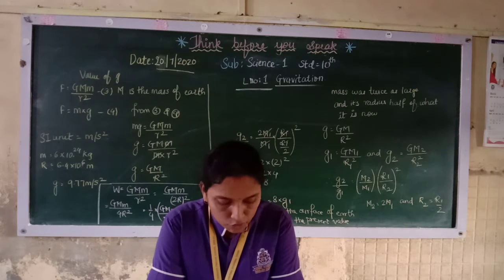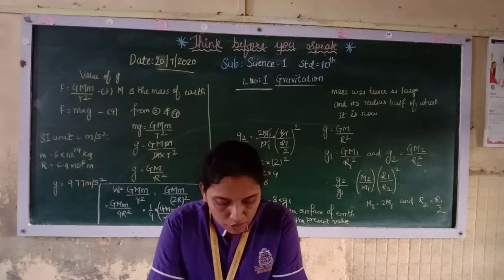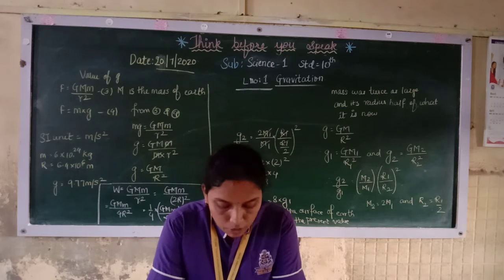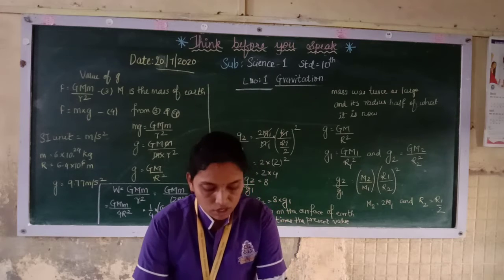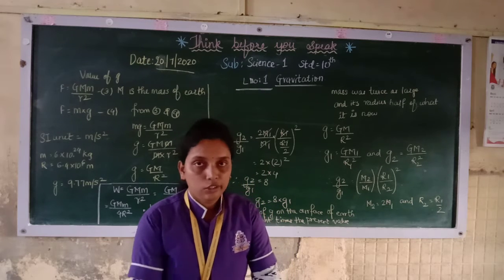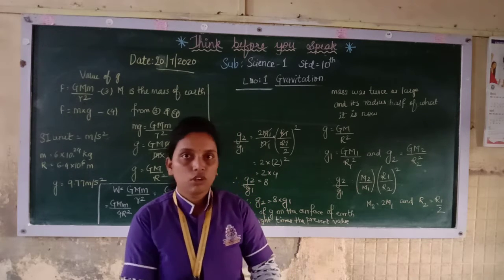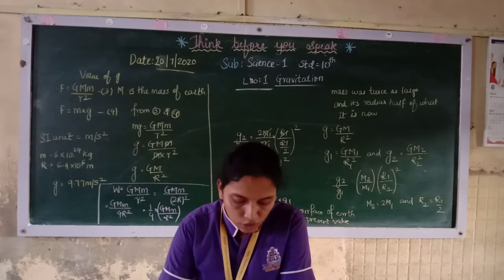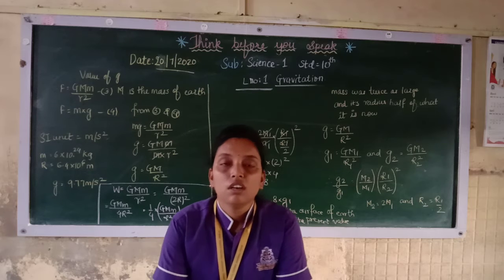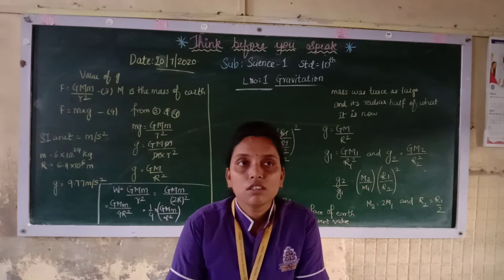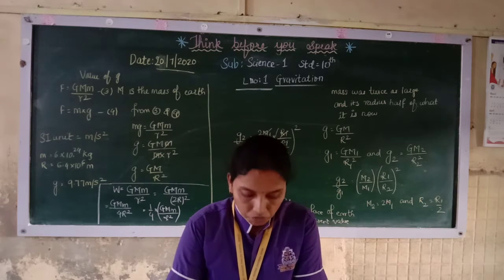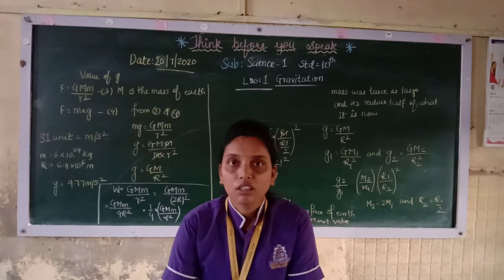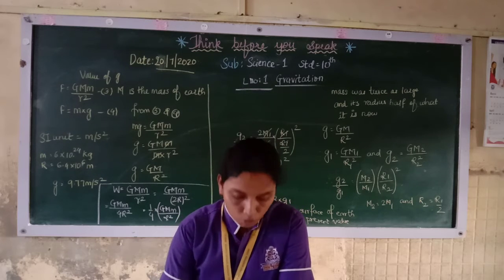Now further, variation in the value of G: change along the surface of the earth. Will the value of G be the same everywhere on the surface of the earth? No. As I told you earlier, at a given point only all the objects will have the same value. The reason is that the shape of the earth is not exactly spherical. See, our earth is not spherical. It is somewhat flattened at the poles.